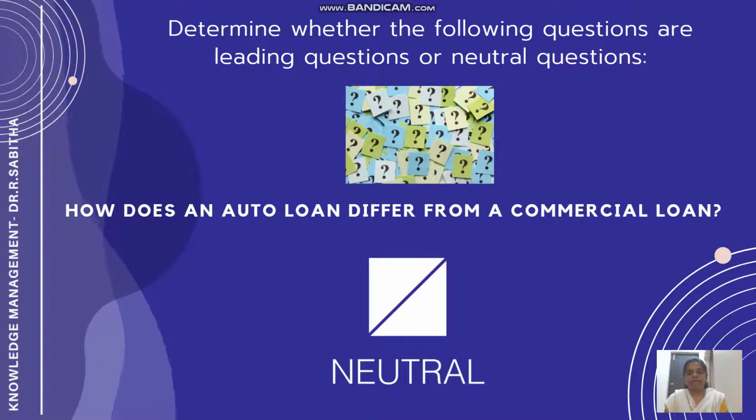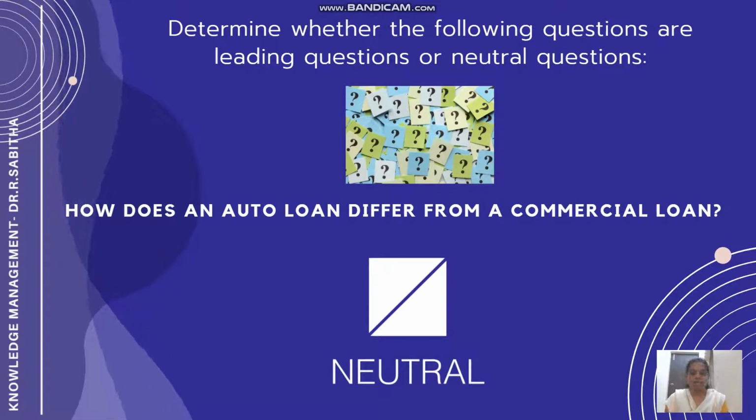Here I have a question where the knowledge developer is asking a loan officer, how does an auto loan differ from a commercial loan? So this is a question for which you might have any type of answer, because it is based on the expert, the person who is a loan officer, who has his own perception in mind. So the answer could be any understanding. It is up to the expert level of the loan officer. So this is a kind of neutral question. Any kind of answer you can get out of this.